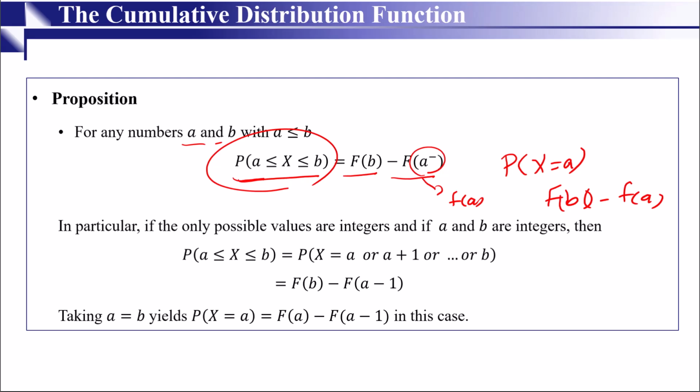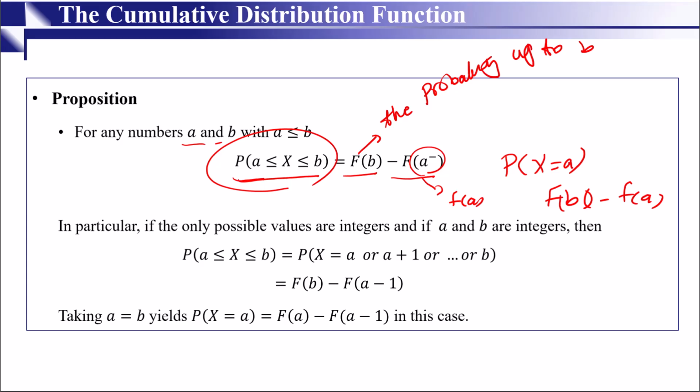In other words, this proposition shows how to use the CDF, like F(x) that we have. Our goal is to find the probability that a discrete random variable X is between a and b. In general, P(a less than or equal to X less than or equal to b) is equal to F(b) minus F(a minus). Here F(b) is the probability up to b.